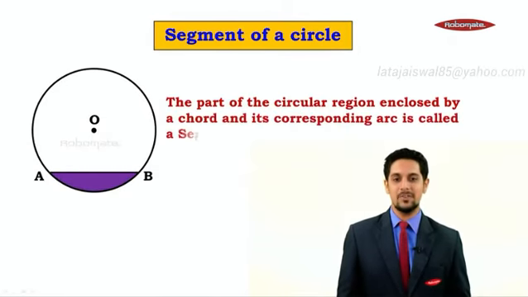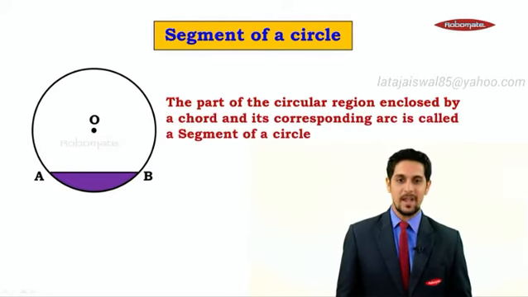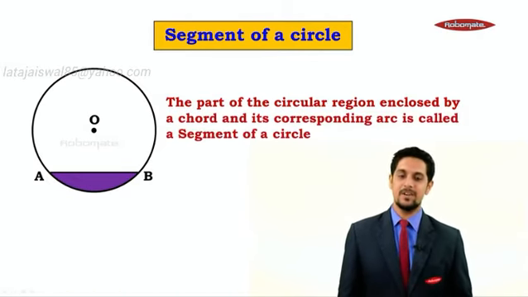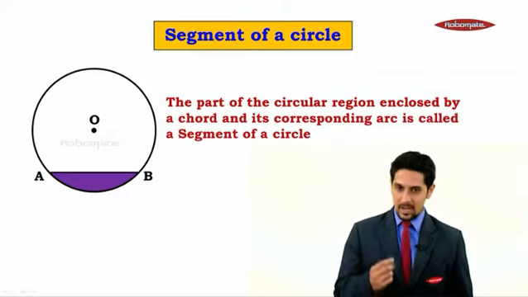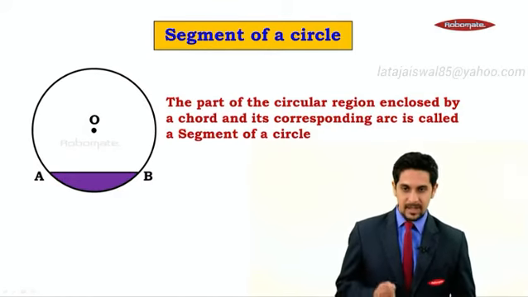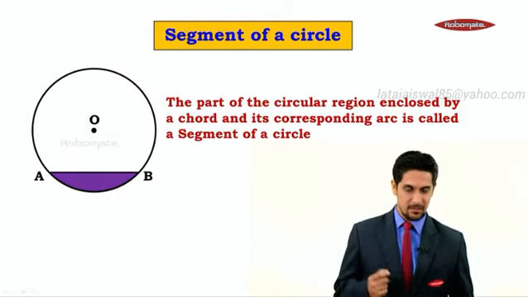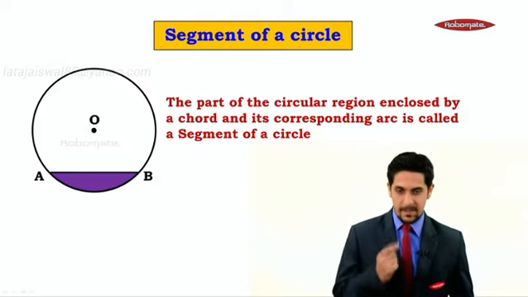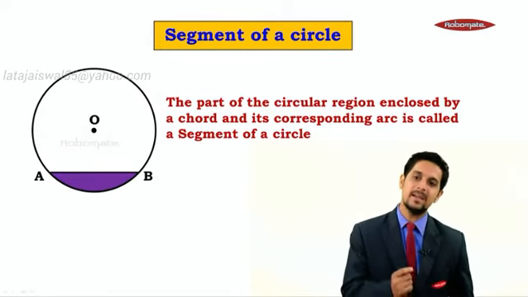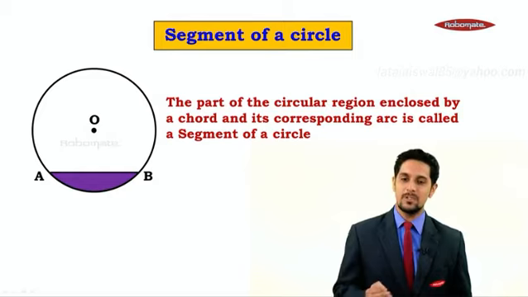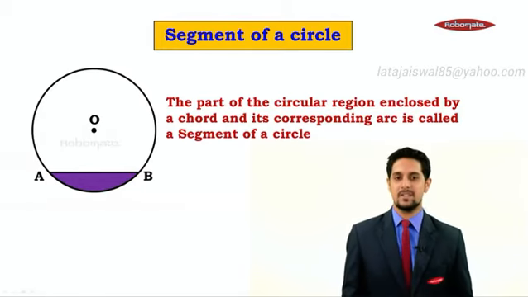It says the part of a circular region enclosed by a chord and its corresponding arc is called a segment of a circle. If you clearly observe the shaded region, it is enclosed by two things. First, the chord AB and its corresponding minor arc AB. Such a portion is called a segment of a circle.